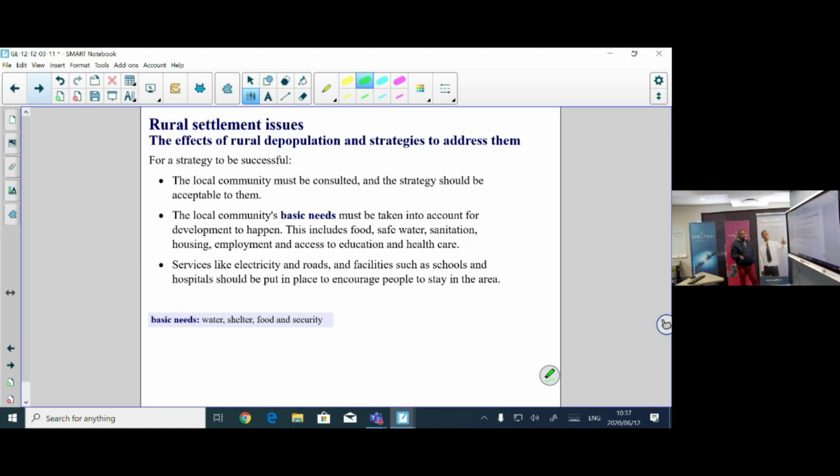This includes food, safe water, sanitation, housing, employment, and access to education and healthcare. Services like electricity and roads and facilities such as schools and hospitals should be put in place to encourage people to stay in the area.